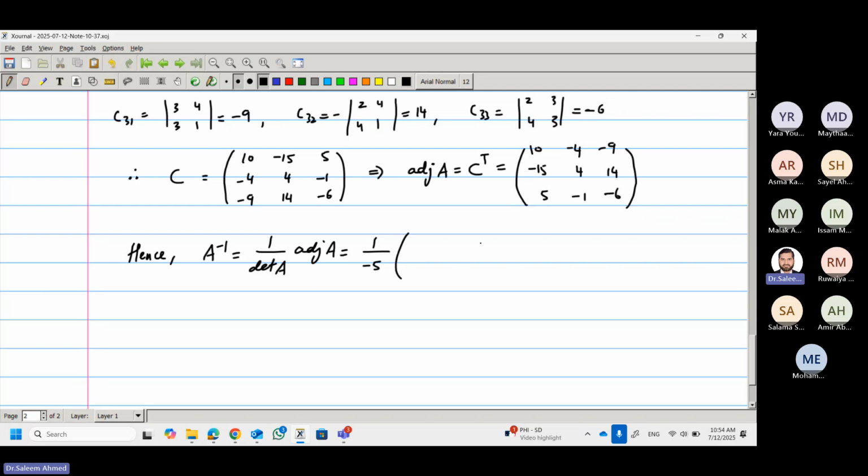And this matrix here, it means I'm dividing every number by 5. So 10 by minus 5 is minus 2, 4 by 5, 9 by 5, 15 by 5 is 3. Then minus 4 by 5, then minus 14 by 5, 5 by 5 is minus 1. Then minus 1 by minus 5 and minus 6 by minus 5. So that's the inverse of that.